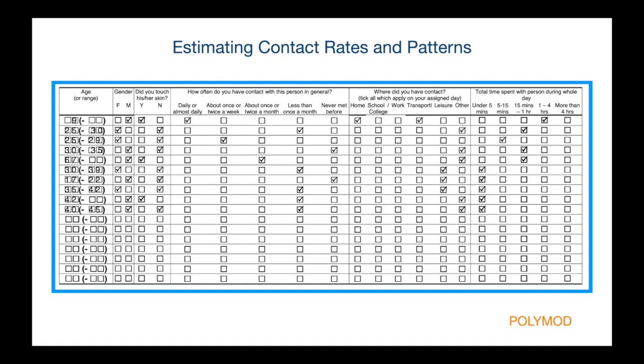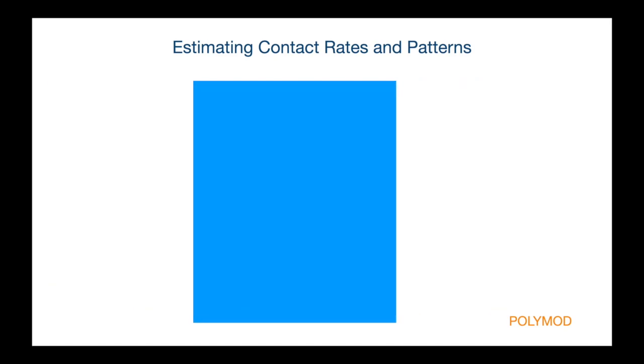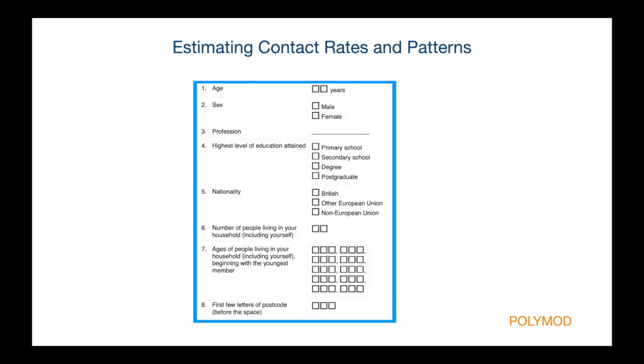This is the information about the people they contacted. The survey also collected information about the participants such as their age, gender, location, etc. The aim was to see if the contact rates and patterns differ by these variables.